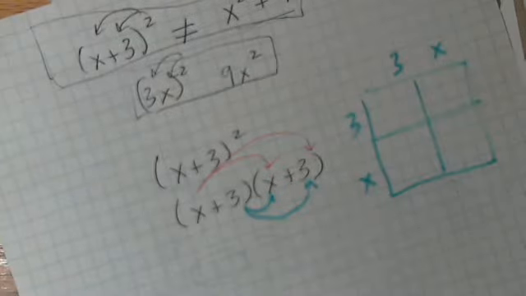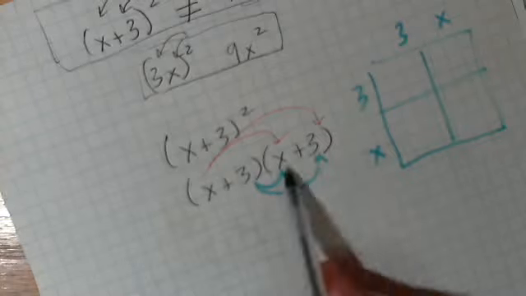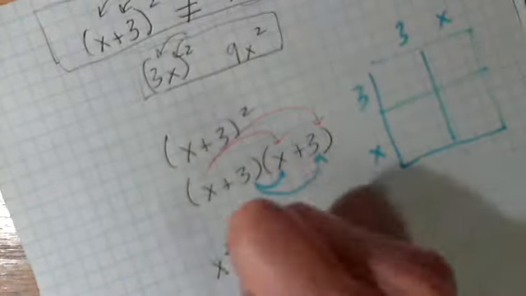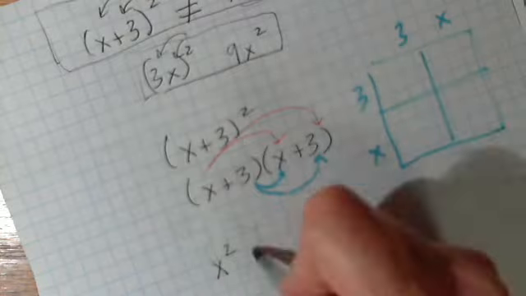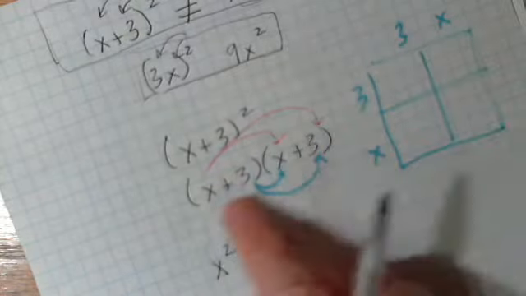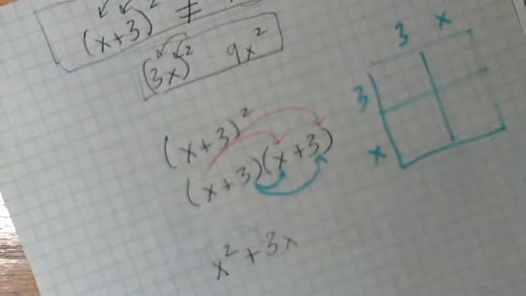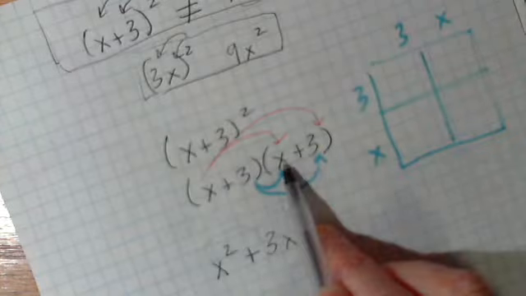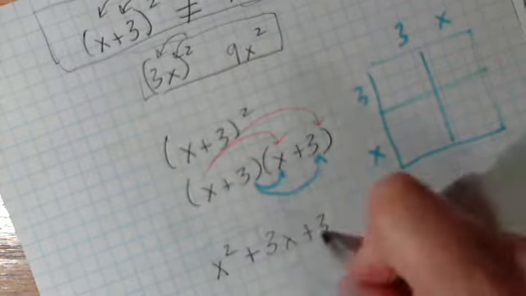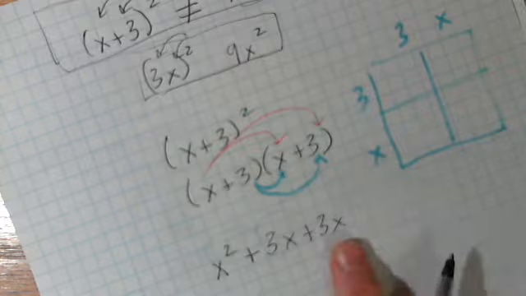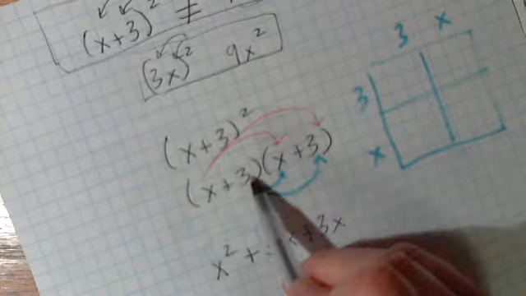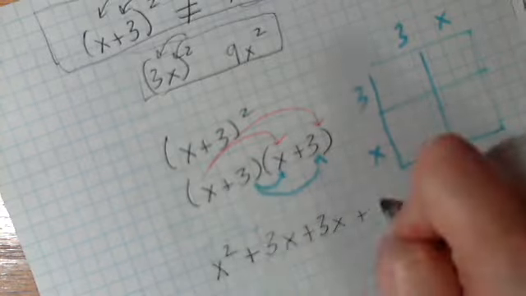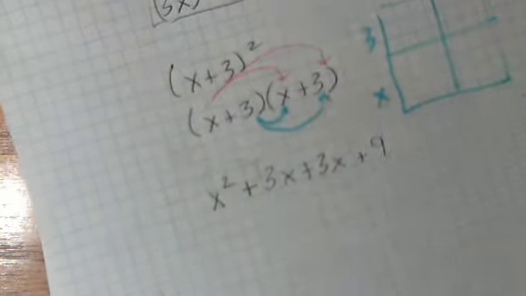By now this should be old hat to you. x times x is x². x times 3 is 3x. They're both positive, so we write plus in between. Now this 3 needs to get multiplied by that x, and we get 3x there again. This is a special situation, and 3 times 3 makes positive 9, or plus 9.